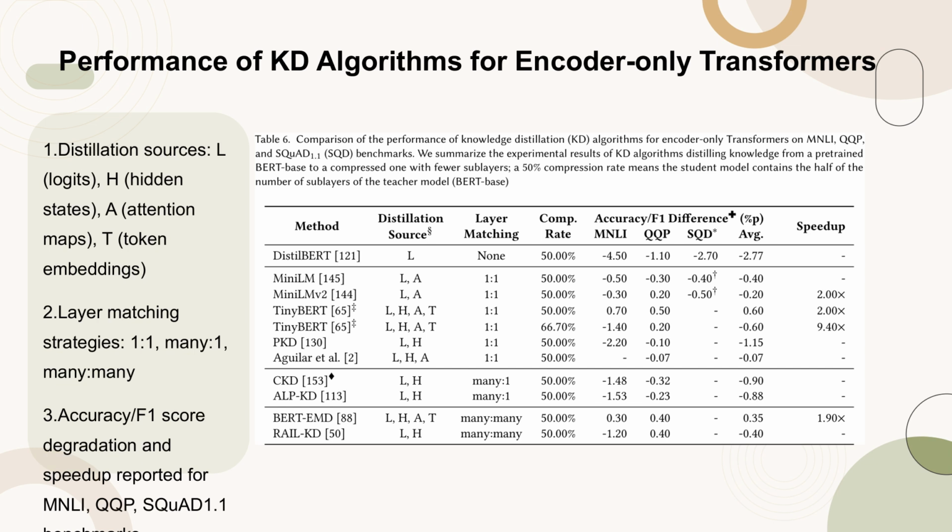Table 6 presents a comparison of the performance of various knowledge distillation, KD, algorithms applied to encoder-only transformers on the MNLI, QQP, and SQuAD 1.1 benchmarks. The table summarizes the experimental results of KD algorithms that distill knowledge from a pre-trained BERT-based model to a compressed model with fewer sublayers. A 50% compression rate indicates that the student model contains half the number of sublayers of the teacher model. The table details the distillation sources used, the layer matching strategies employed, the compression rate, and the resulting accuracy/F1 score differences and speedup on the specified benchmarks.